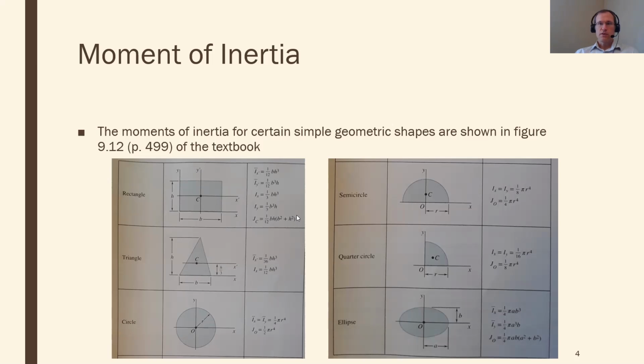And so one thing about these tables is make sure you know which axis you're dealing with and which axis corresponds to the problem you're dealing with. Am I taking the moment of inertia about this bottom axis? Am I taking it about the centroid? Is it the x-axis? Is it the y-axis? So be very careful with those.